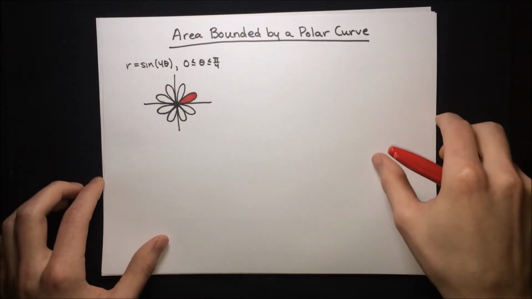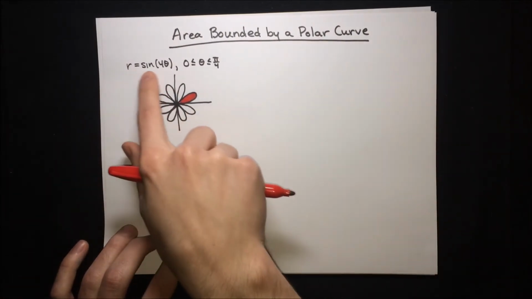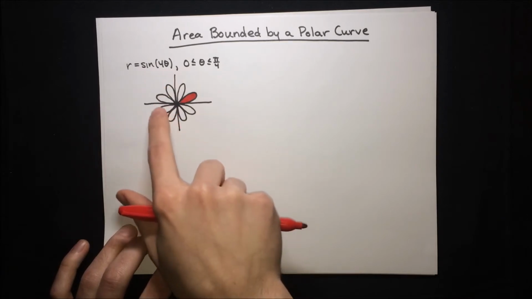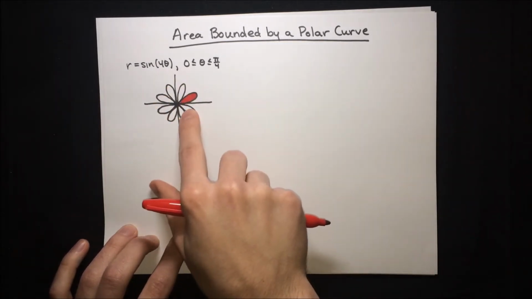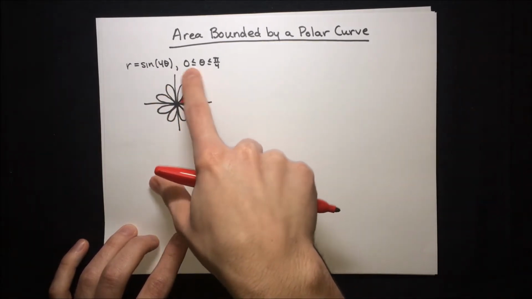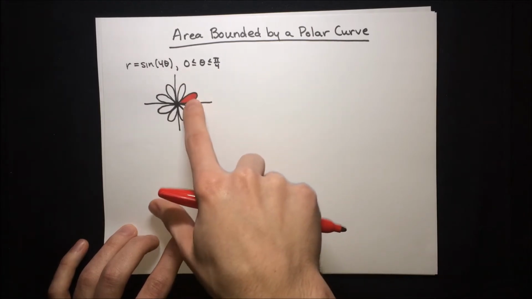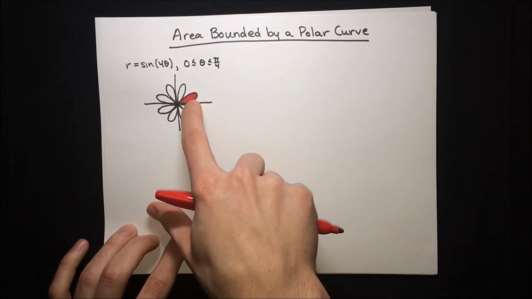Here's an example of finding the area bounded by this polar curve. This polar curve looks like a flower with a bunch of petals, and we want to find the area for theta between 0 and pi over 4. So that's just this petal here. We want to find the area of that petal.